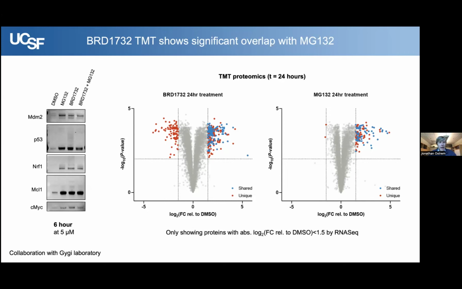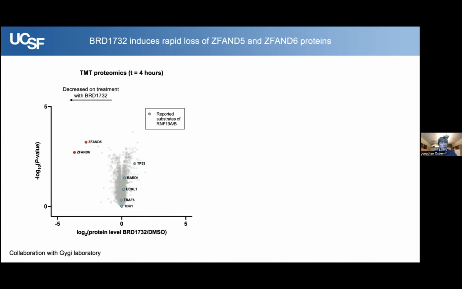This is a very late time point, and a lot could be happening. The cells are probably starting to undergo apoptosis, and so we performed a time course looking at earlier time points. And now this is the reason that I didn't lead with the quantitative proteomics before, because you'll see that at 4 hours, we see quite profound loss of these two zinc finger proteins, ZFAN5 and ZFAN6.